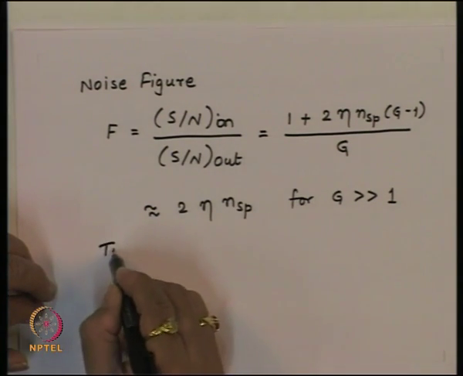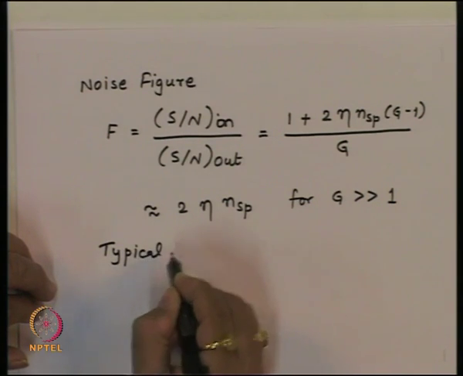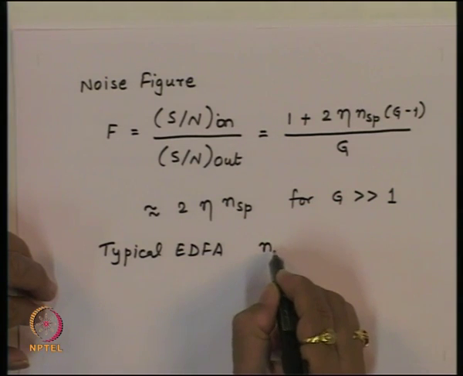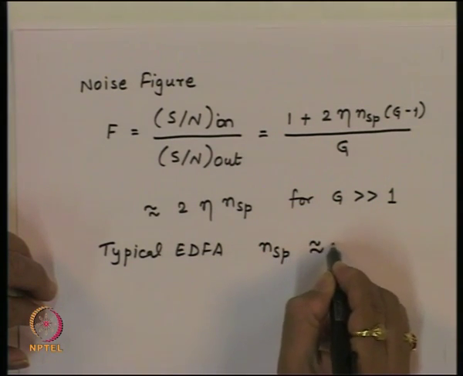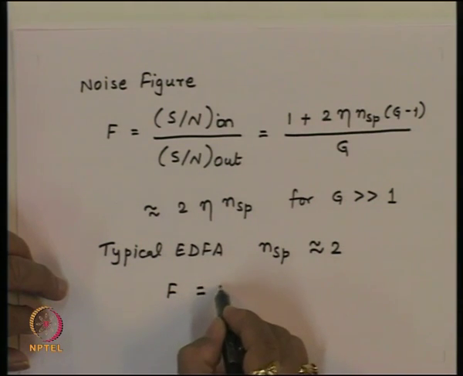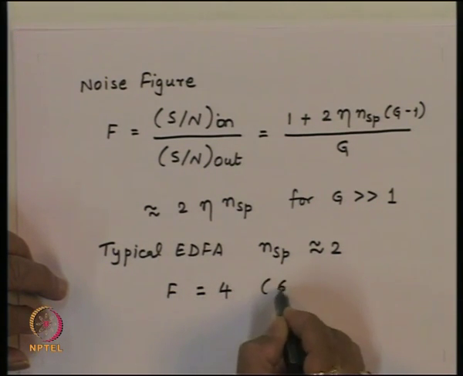And a typical EDFA has NSP of the order of about 2. So you get a noise figure for the amplifier which is equal to 4, or about 6 dB.